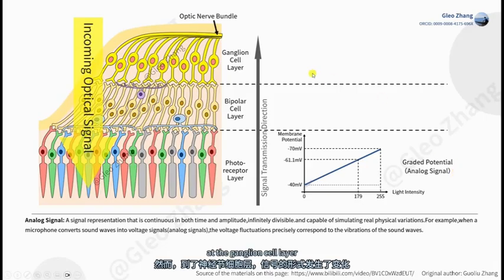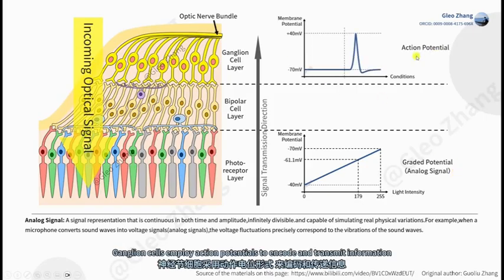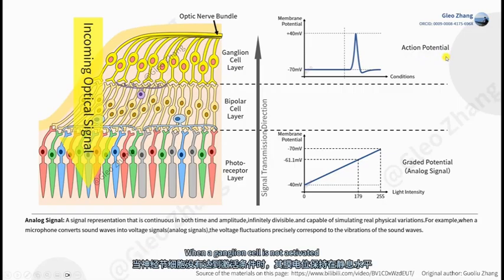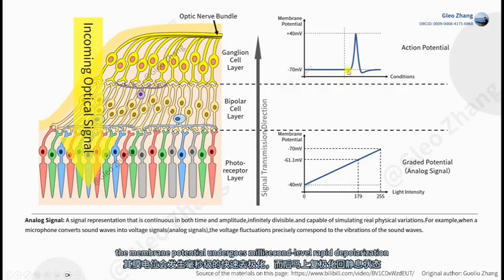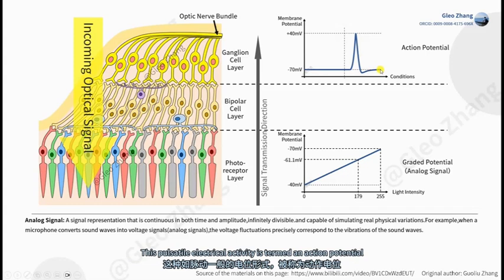However, at the ganglion cell layer, the signal form has changed. Ganglion cells employ action potentials to encode and transmit information. When a ganglion cell is not activated, its membrane potential remains at the resting level. Once the activation threshold is reached, the membrane potential undergoes millisecond-level rapid depolarization, followed by immediate repolarization to the resting state. This positive electrical activity is termed an action potential.